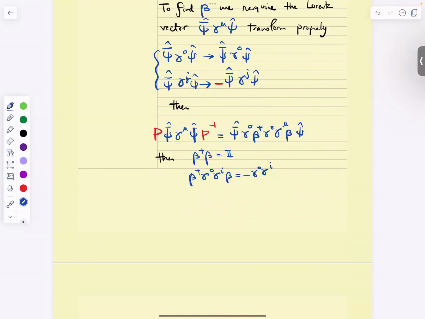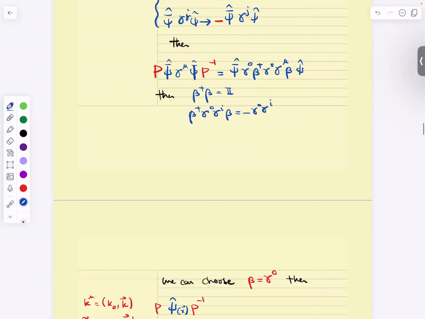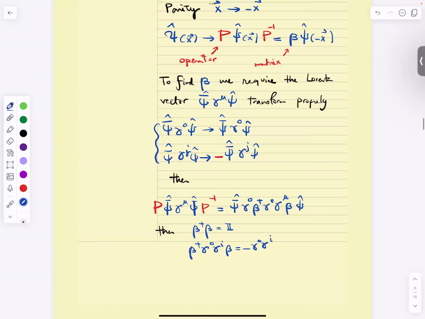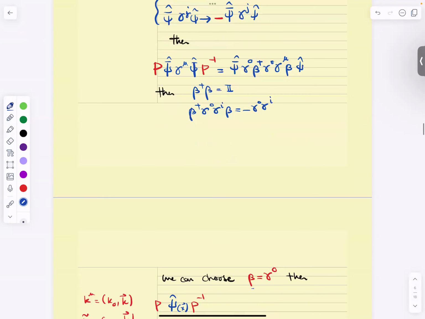But all you need to do is represent this action in terms of gamma matrices. Here's how it goes. I actually don't remember what this argument was about, but I think this argument was deducing that beta is gamma naught. Let's stare at this for a second. Maybe I can recall how it works.